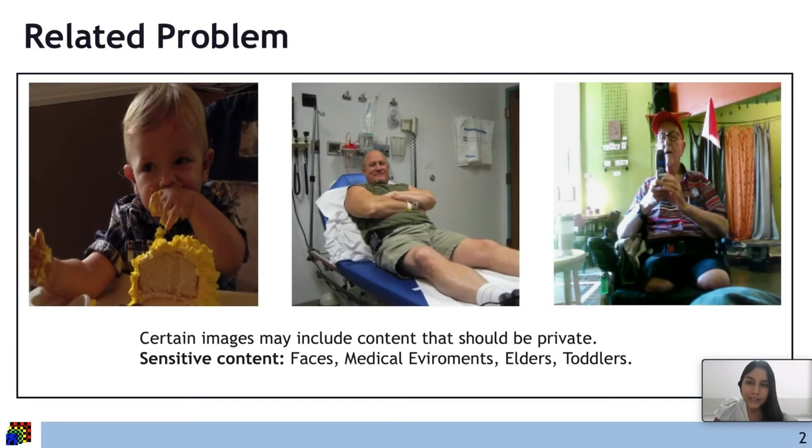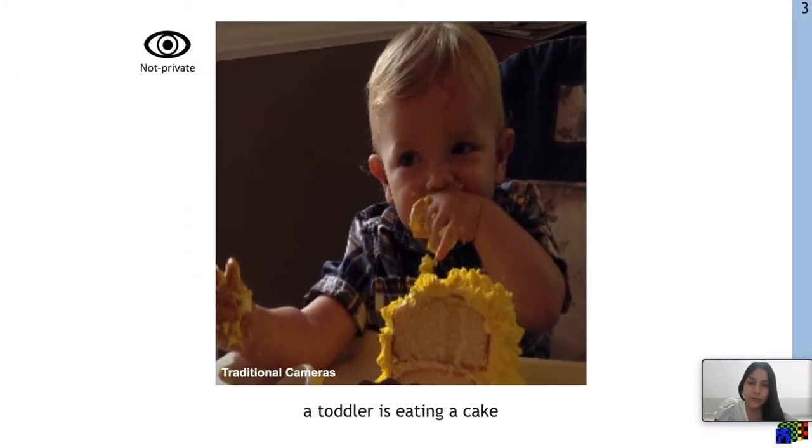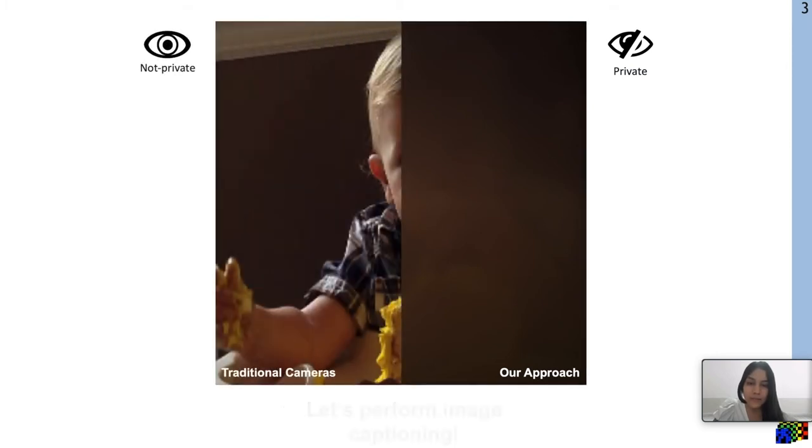But as you can see, there are images that expose the privacy of the people involved in the scenes. These images may contain infants, elderly patients, or people in environments that should be private. Therefore, our work proposes an approach to the image caption task that preserves the privacy of the images by using a camera with a refractive lens, while keeping the descriptions of the images at the same quality.